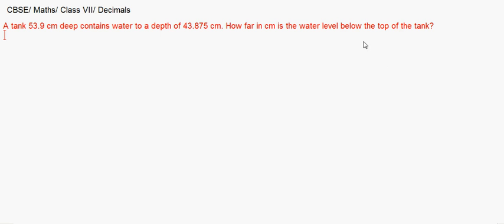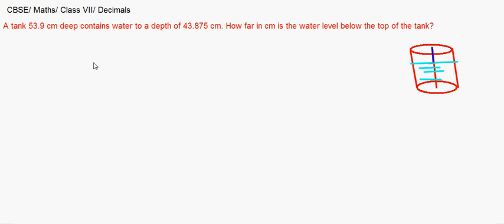So what you do, suppose this is a tank. This height, I know it's a little tilted tank, 53.9 is this depth. You have water to a certain extent like this, suppose 43.875. This is the water level. It's asking us how far in centimeter is the water level from the top, so we have to find this. Now that can be calculated by subtracting from the capacity of the tank.